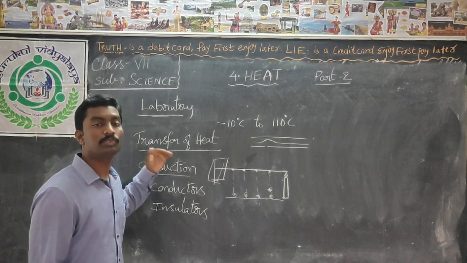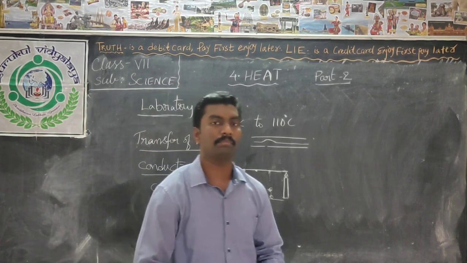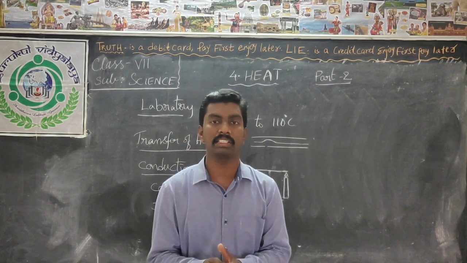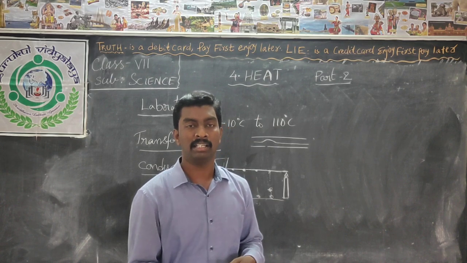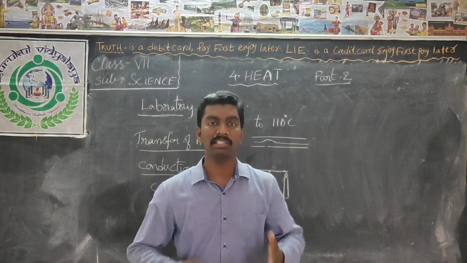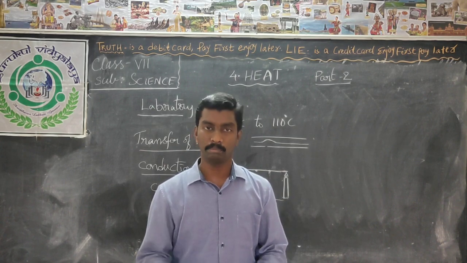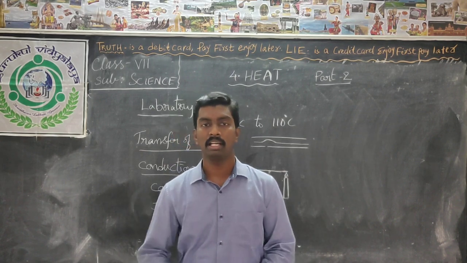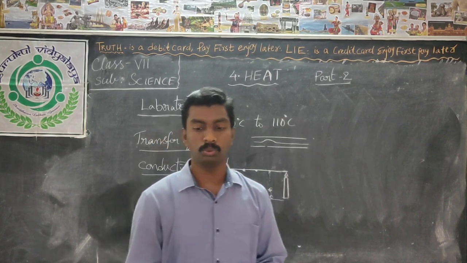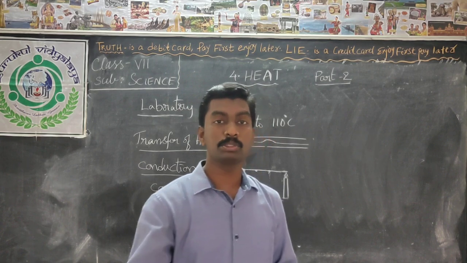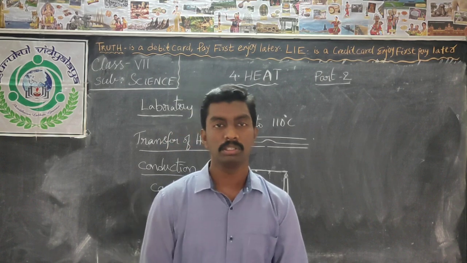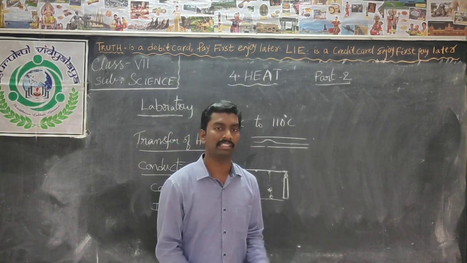And another thing, transfer of heat. What is that process called? It is called conduction; that is what we discussed here. The materials which allow heat to pass through them are called conductors, and we discussed some examples. The materials which do not allow heat to pass through them are called insulators, and plastic and wood are examples of insulators. So this is the topic we have discussed in this class.